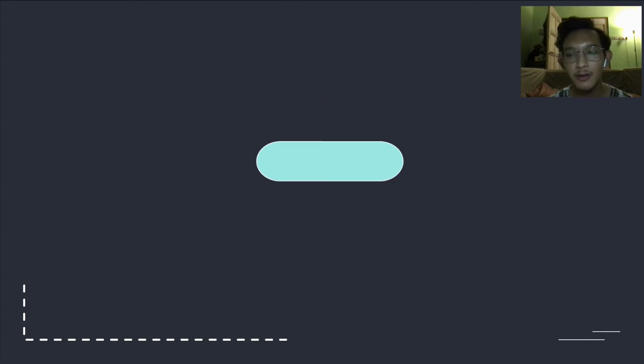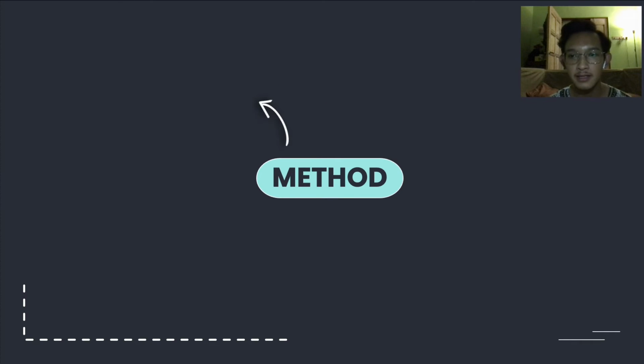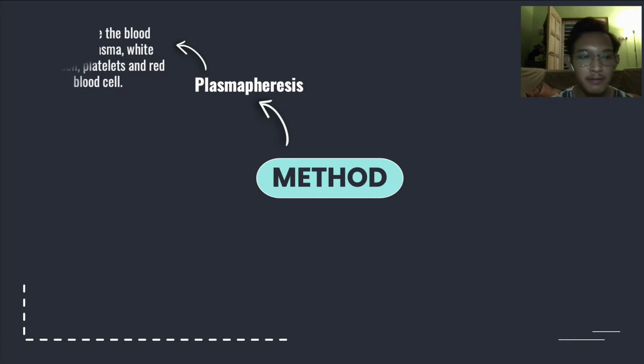In this slide, I will talk about the method for blood sample. The method that we use in the blood sample is plasmapheresis. Plasmapheresis is to separate the blood into blood plasma, white blood cells, platelets, and red blood cells.